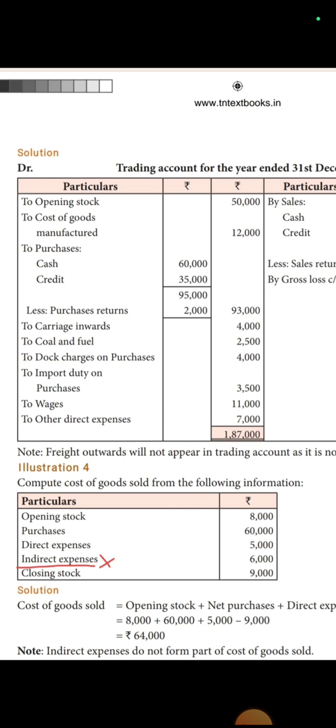So we have to add opening stock 8,000 plus purchases 60,000 plus direct expenses 5,000 minus closing stock 9,000. So 8,000 plus 60,000 plus 5,000, what do we get? We get 73,000. From 73,000 we have to subtract 9,000, we will get 64,000 rupees. This is the cost of goods sold.